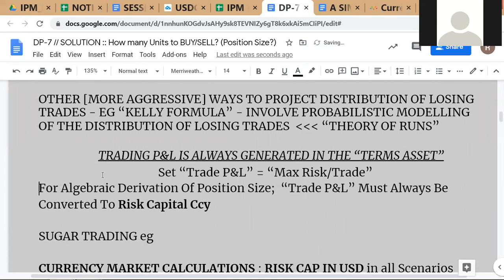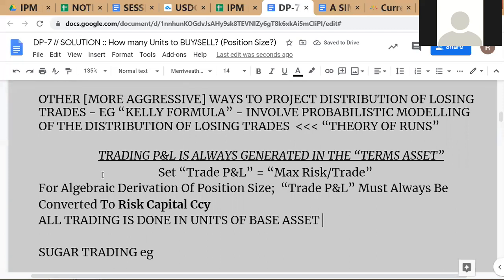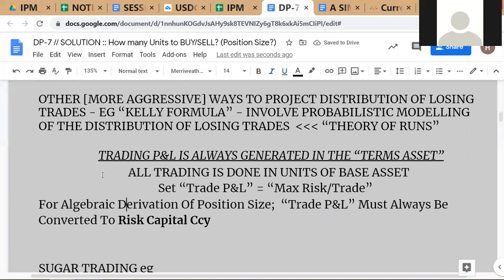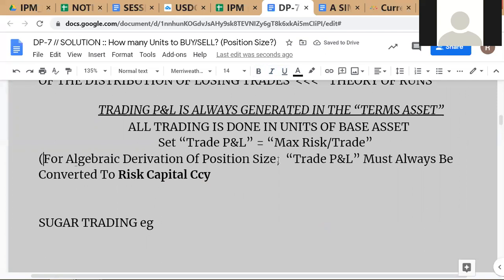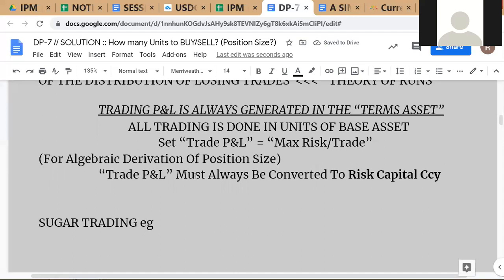Let's punch it up a little bit. This is actually our understood. We can actually make it. This is the principle actually, and this is the topic. We have said it like this. Okay. So all trading is done in units of base asset. We are making all these assumptions.